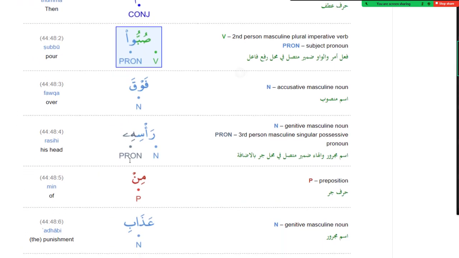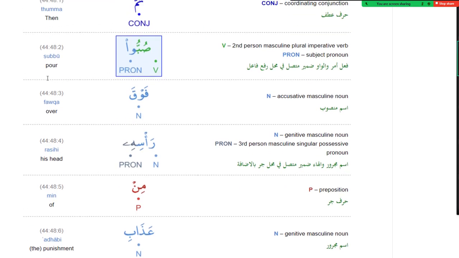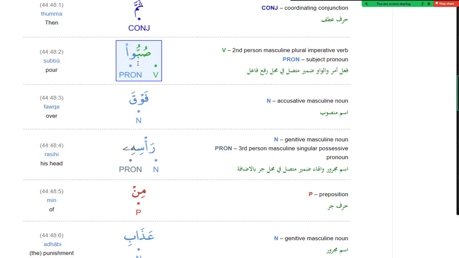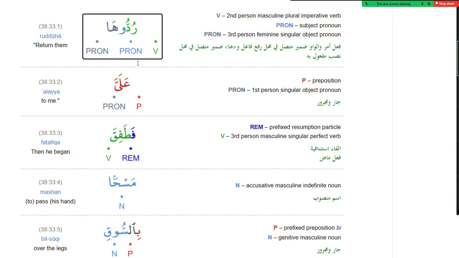ثم صبوا فوق رأسه من عذاب الحميم. So Allah subhanahu wa ta'ala is commanding for, right? Subbu, and it's plural. فعل أمر. ردوها علي فتفك مسحا بالسوق والأعناق. رد يرد. رد is فعل ماضي and like مدة it's gonna be رد, right? And يرد like يمد. And this is second person masculine plural antum. It was tarudduna, ta drops, noon drops. It's ruddu, return them to me.